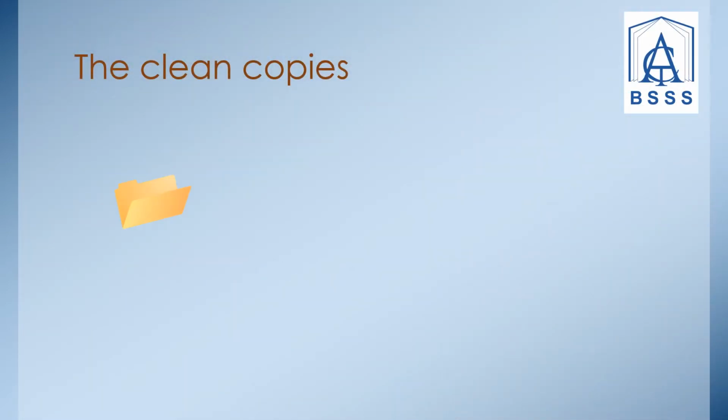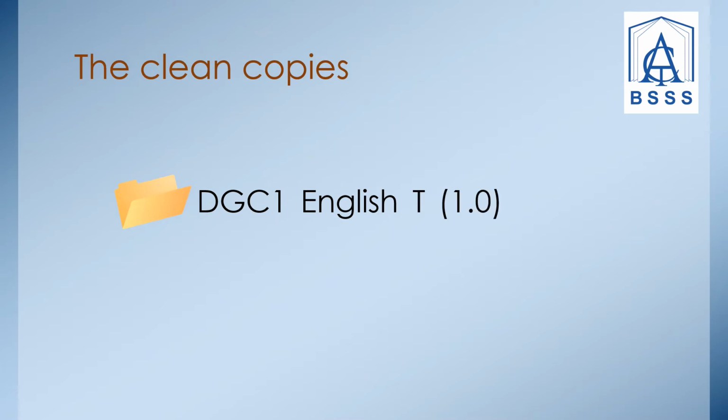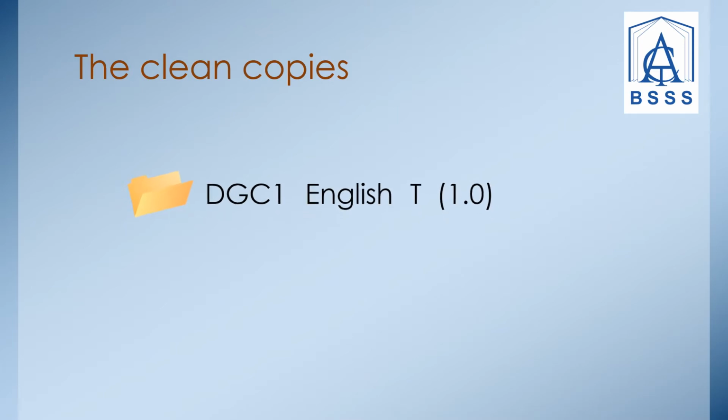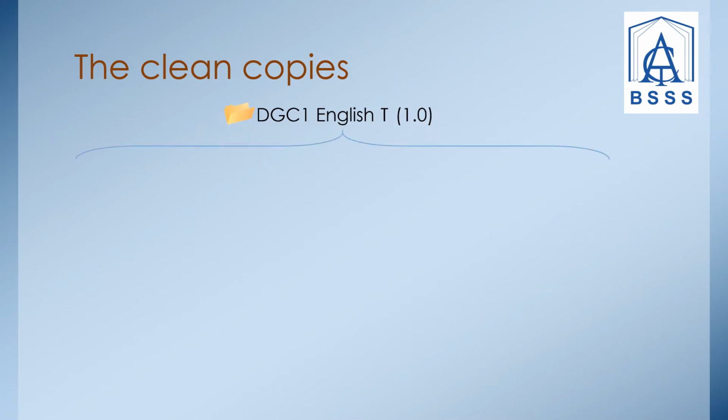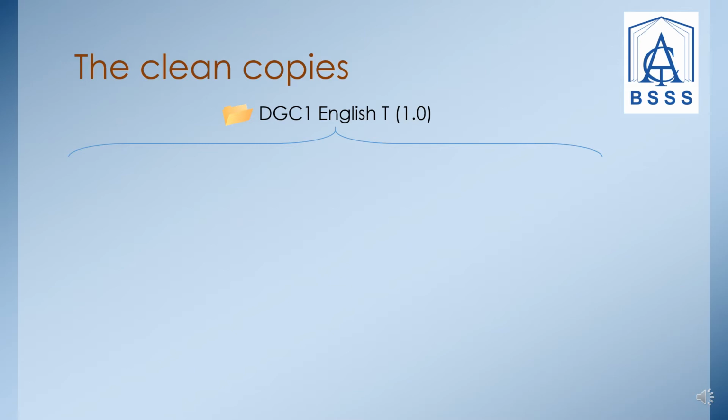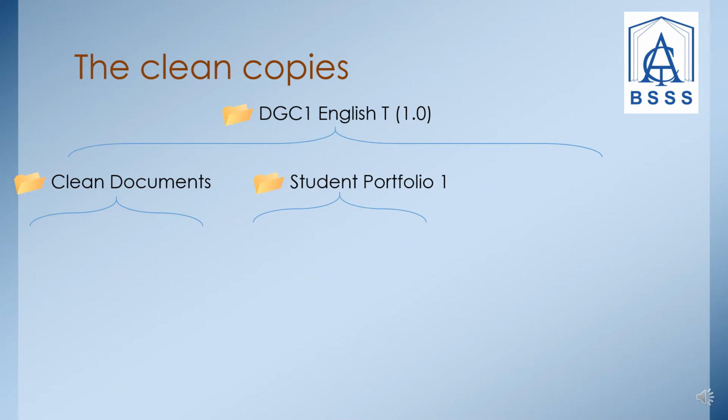Clear labeling of your documents is important. The main course folder should be labeled as follows: school code, course name, T or A, and 1.0 or 0.5. Inside the main course folder, there should be subfolders labeled as follows: Clean Documents, Student Portfolio 1, Student Portfolio 2.